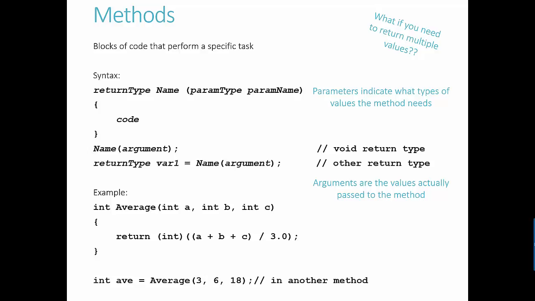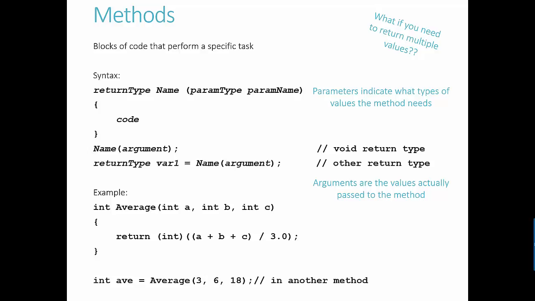Otherwise, all of the work the method has done will be lost. In the example at the bottom, we see a method called average that returns an int as its result and accepts 3 ints as parameters. When we call average, we make sure to store its result in a variable called av so that we can use the result later, and we pass the numbers 3, 6, and 18 as arguments. But what if we want to return multiple values? We'll have to use something called reference parameters for that.